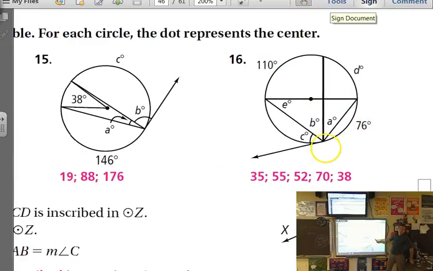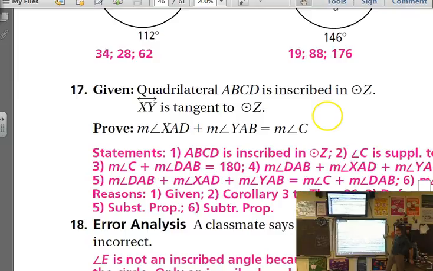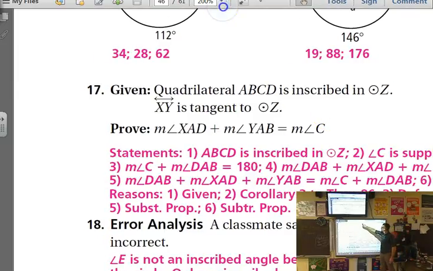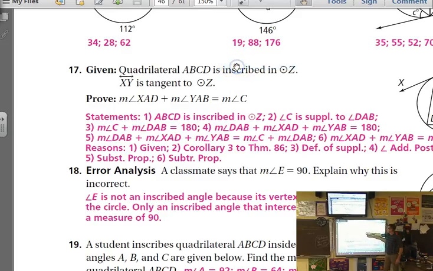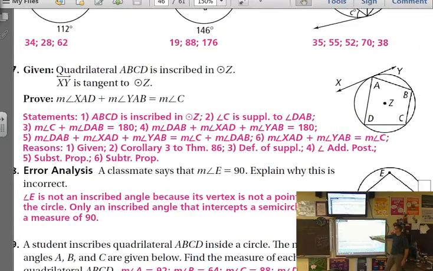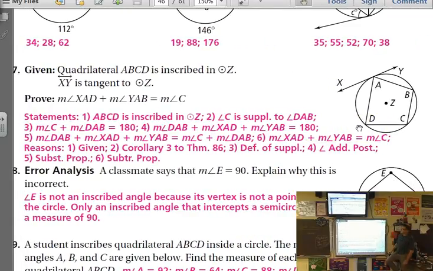Fit in a couple more. 17. Zoom this out a second. Quadrilateral ABCD is inscribed in Z. YX is tangent. I'm glad they told us this now. Measure of XAD plus YAB. Oh, this isn't that bad.